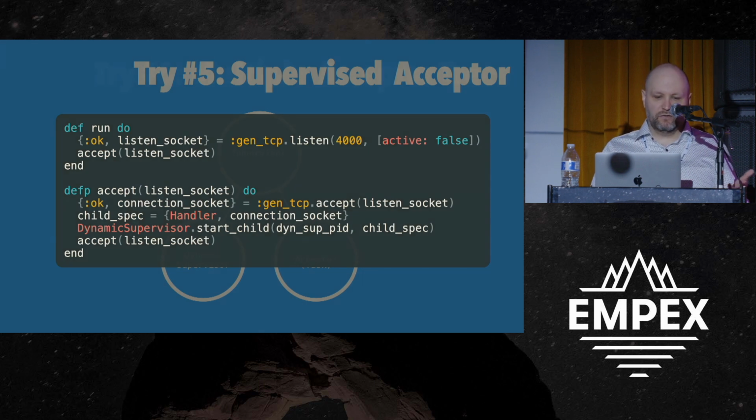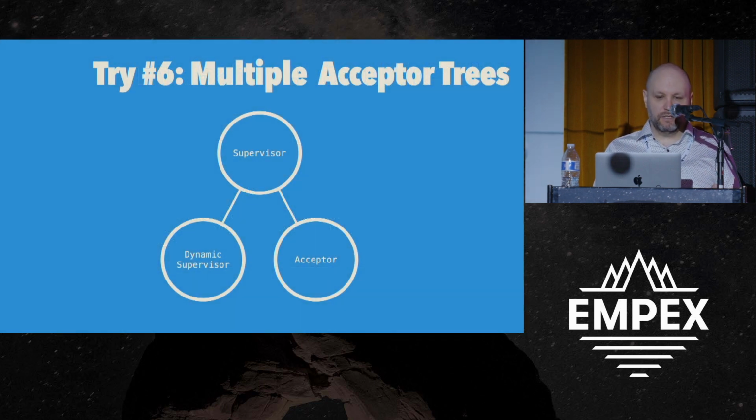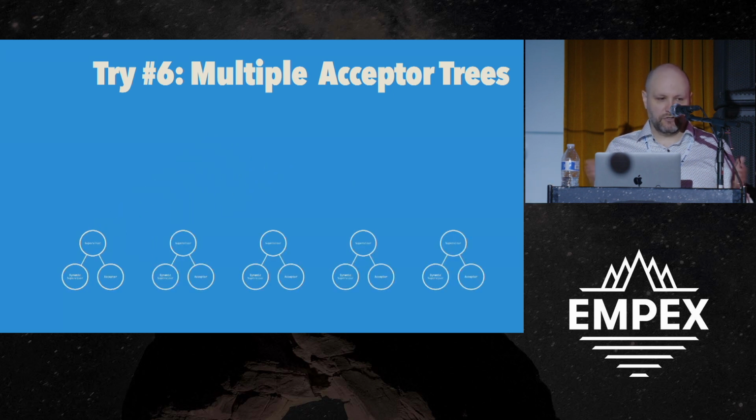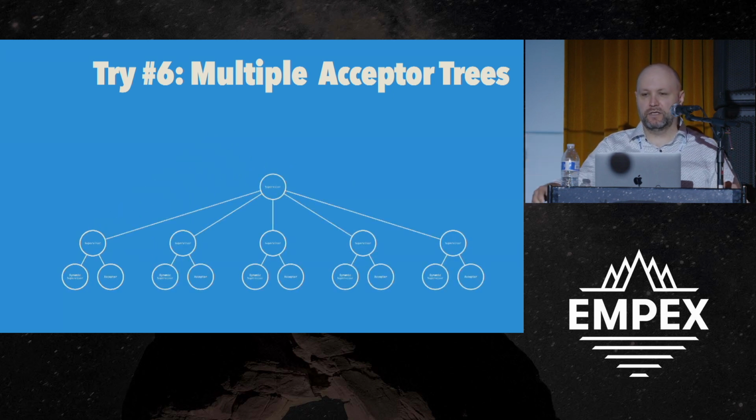So we can solve this in a pretty easy way, and that's just by doing the same thing multiple times, right? Just running multiple versions of that acceptor tree. And this allows each of them to take as long as they'd like to be able to loop around and receive their next connection because there's a whole fleet of acceptors.